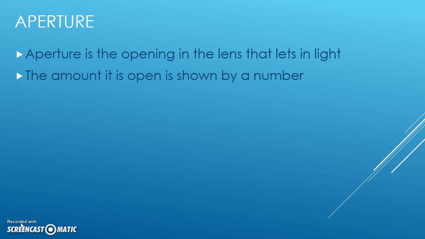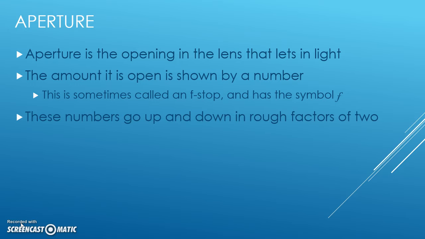The aperture of a camera, or its lens, is denoted by a number or a stop. It's usually called an f-stop, and it has the symbol F. Now the aperture goes up and down roughly in factors of 2, as does shutter speed and ISO, so that makes interchanging them simple, because if you increase the aperture, you decrease the shutter speed, for example, and because they both go in doubles, as you increase one, you decrease the other by the same amount.